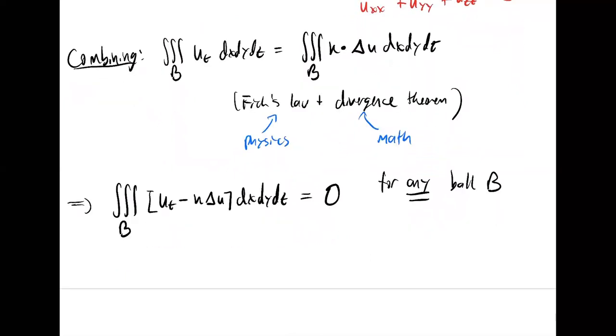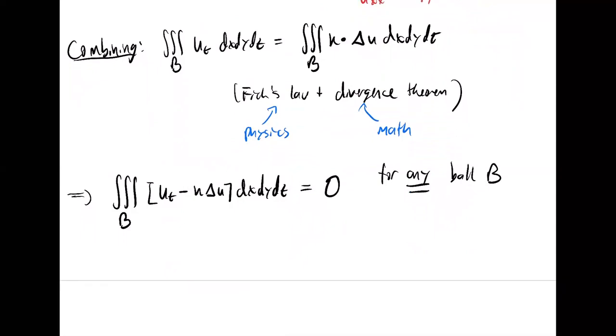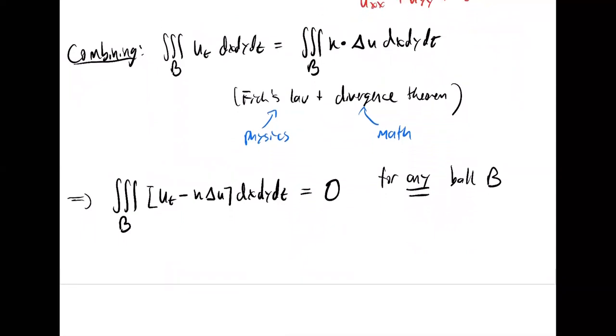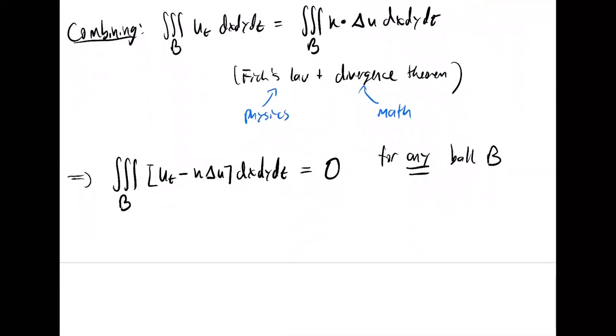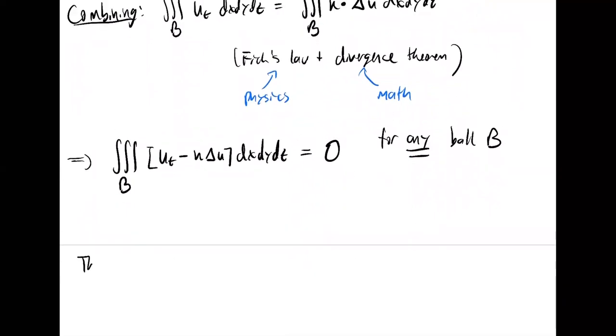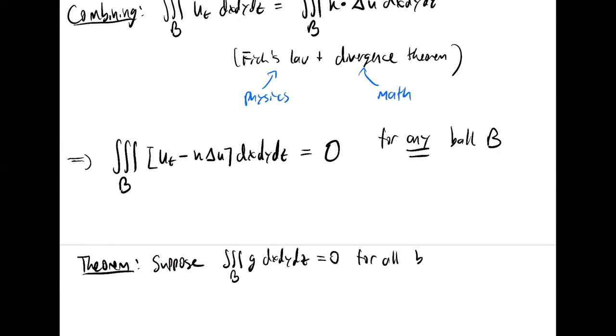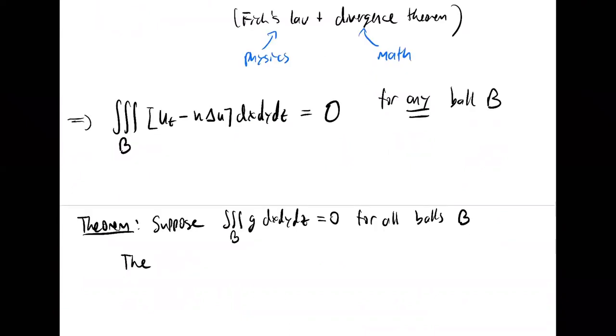Right. And so now we're almost done. Now we're finally going to reduce matters to the following theorem. Let me first tell you what the theorem is. Suppose that if I take the triple integral on a ball B of some function g, and suppose this is 0 for all balls B, the theorem is that the function g has to be identically 0.